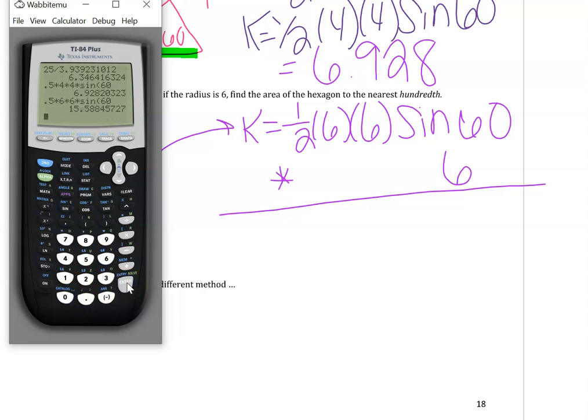Okay, so 15.58, whatever, that's typically what students will write if it's a wrong answer. That's close, but not quite. So it's this 15 number, but remember times 6 because you need 6 triangles to make up the hexagon. So to the nearest hundredth, we would have 93.53 as an answer.